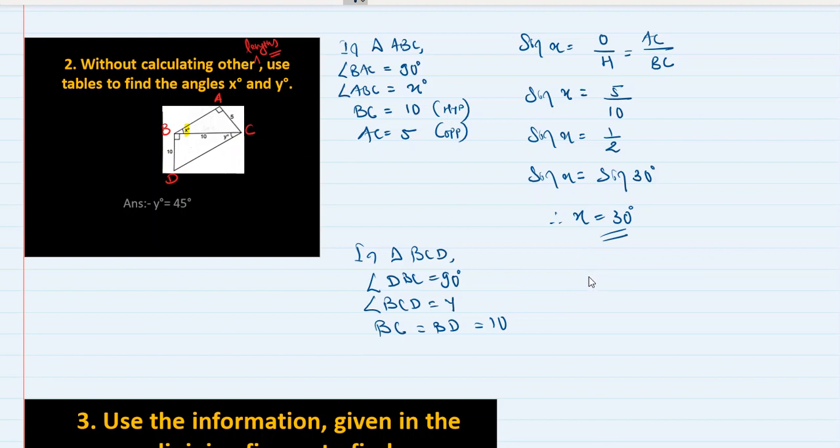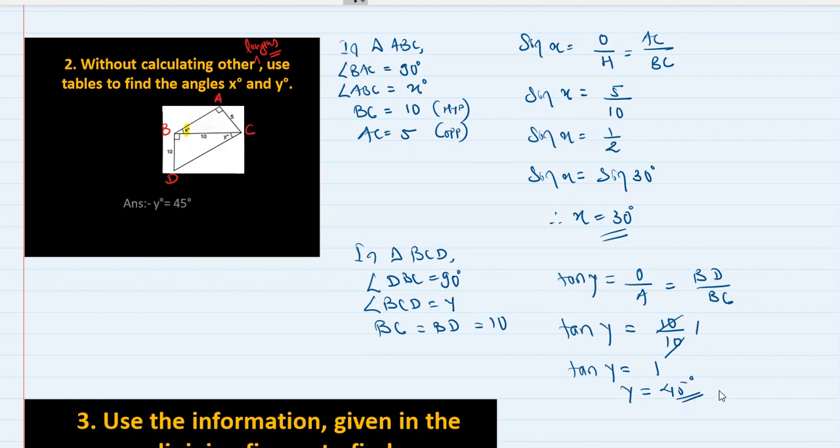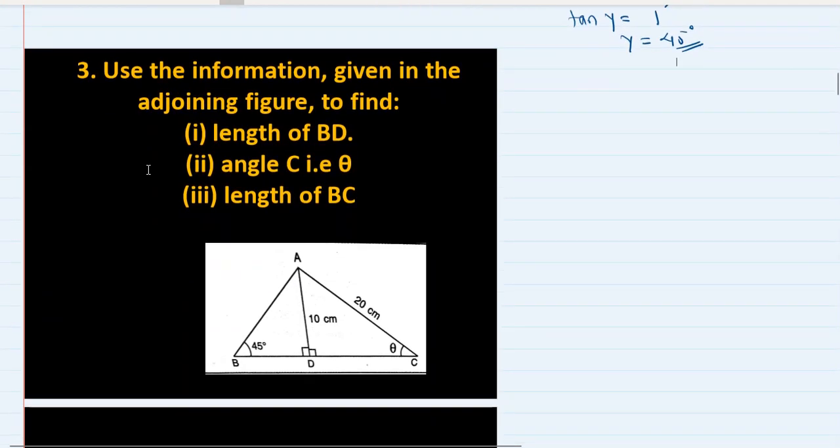And which trigonometric ratio relates opposite with adjacent? It is tan. So tan Y is equal to opposite upon adjacent, which is BD upon BC. So tan Y is equal to 10 upon 10, because BD and BC both are 10. So this cuts and gives 1. So tan Y is equal to 1, and therefore Y is equal to 45 degree, because tan 45 is 1. Right? Let's go to the next question.